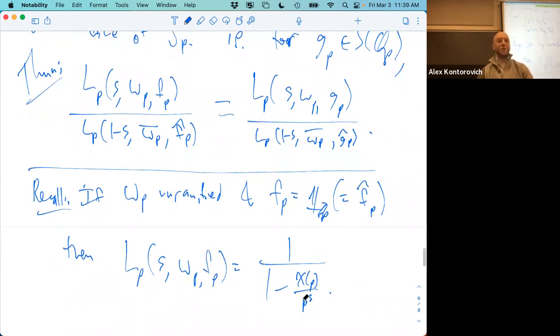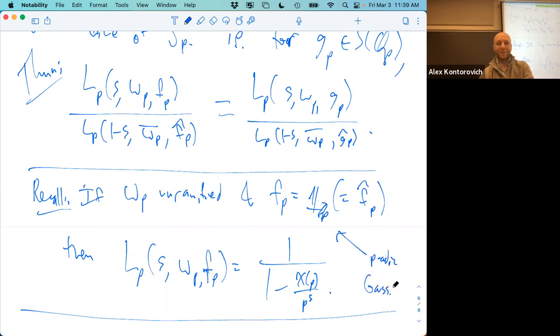The point is, these individually have their own functional equations relating s to 1 minus s. That's why it's not only global, but also local. So we computed this with f equal to the Gaussian, the p-adic Gaussian. We're saying that when you choose the Gaussian, it allows you to get this Euler factor. But if you let it be something else, then it is what it is.